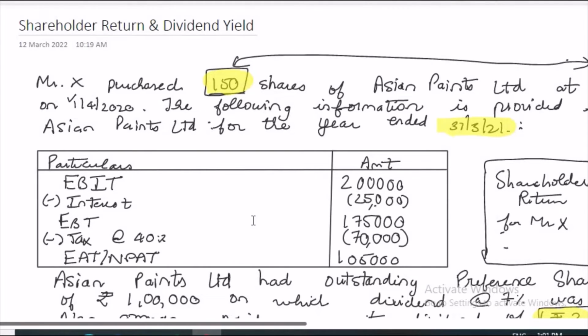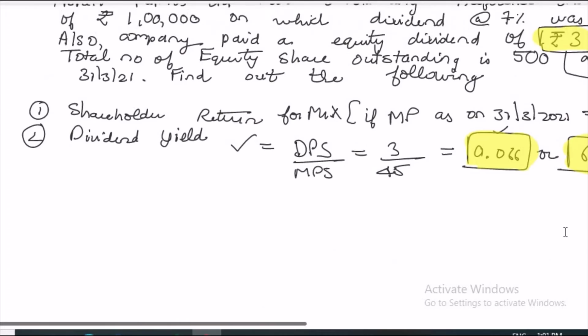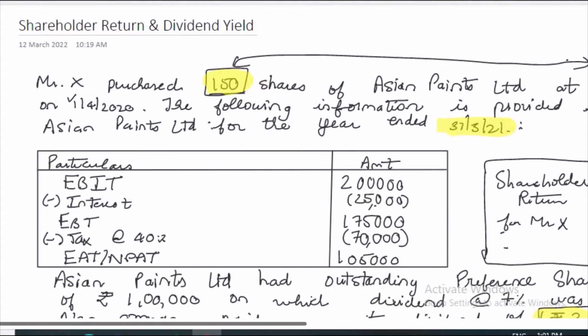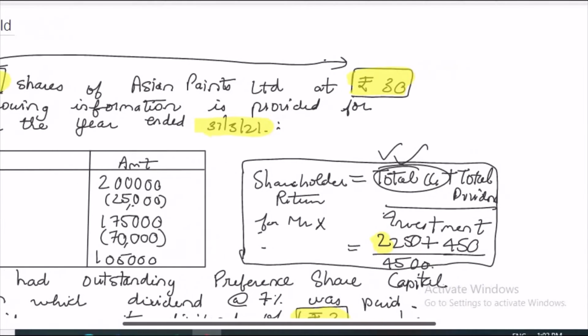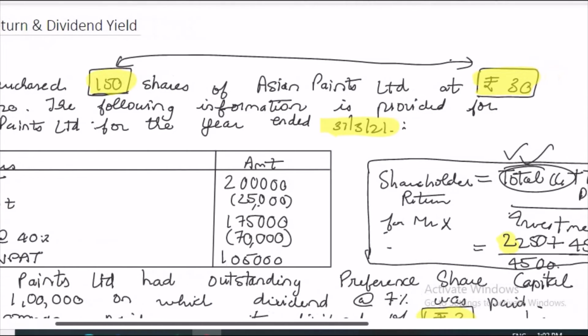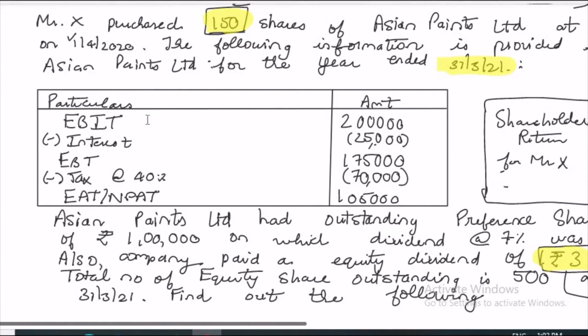So we are going to see the first sum. I'm not able to enlarge it, let's see how I can do it. So you can see this, shareholders return and dividend yield. Mr. X purchases 150 shares of Asian Paints Limited at rupees 30 on 1/4/2020. The following information is provided for Asian Paints Limited for the year ended.